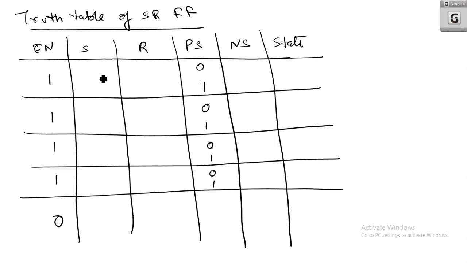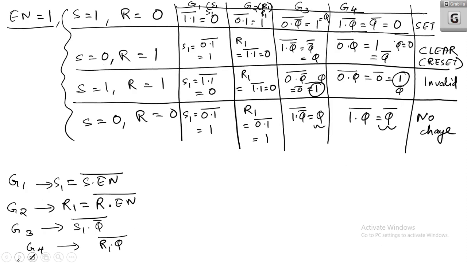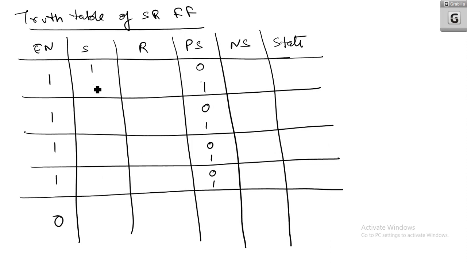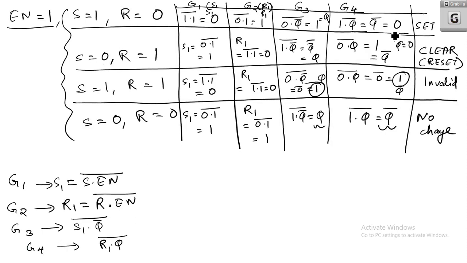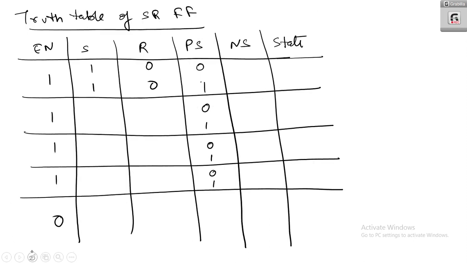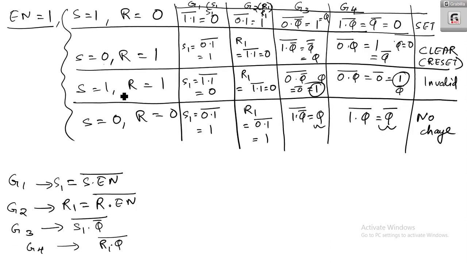Now coming to the first case, what are the values of S and R? S is equal to 1 and R is equal to 0. This is the first case. So what do you get? You will always get output as 1. The state is 1. So this is basically set.